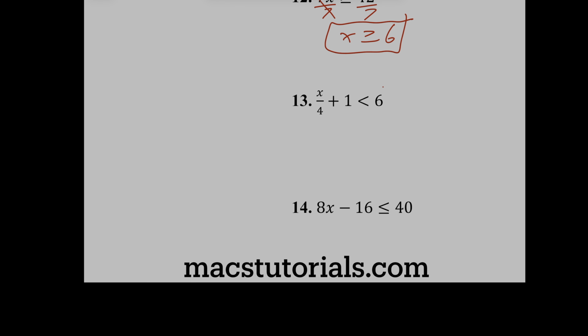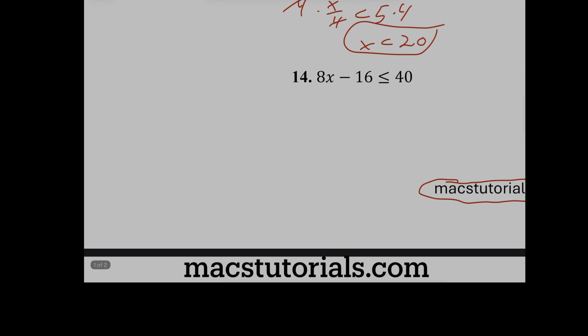Now on here, remember on stuff like this, you have to get the x value by itself. So I'm going to subtract 1. Again, we can add and subtract all we want without changing things. It's fine. Okay, now I'm going to multiply each side by 4. I'm going to get x is less than 20.